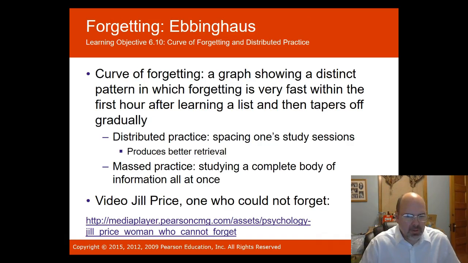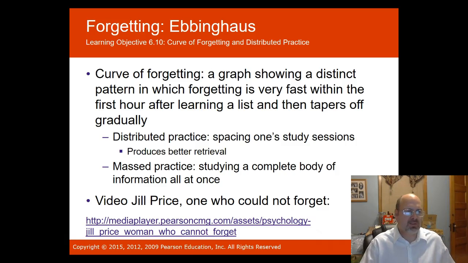Next is the research by Ebbinghaus in 1913. He came up with what's called the curve of forgetting. It's a graph showing a distinct pattern in which forgetting is very fast, usually within the first hour. When you learn something, if you don't keep practicing, you're less likely to have retrieval. Mass practice is studying a complete body of information at once. Instead of cramming for hours at a time, remember the serial position effect: we forget what's in the middle. If we have short bursts of practice, you're more likely to learn this material.